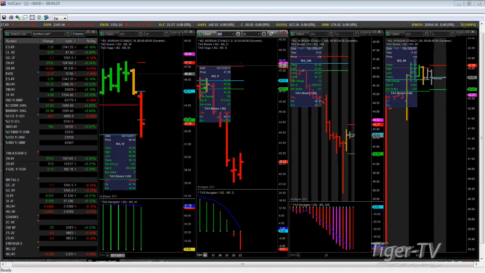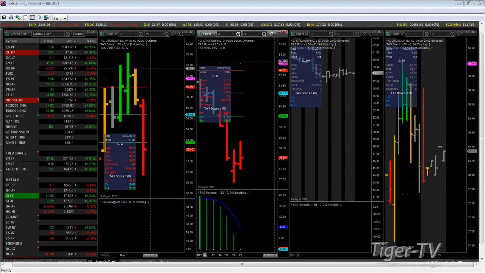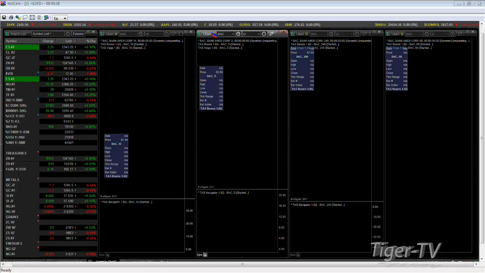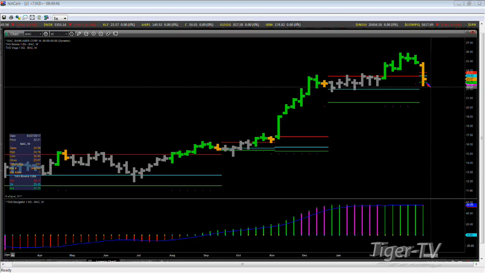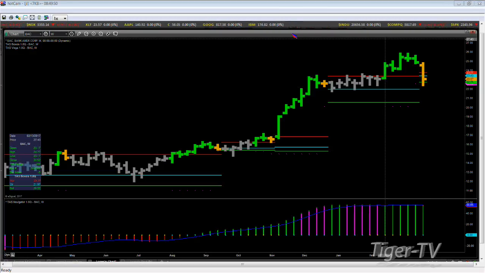Citigroup. Bank of America. So 22.75, kind of rejected that. Could get a bounce back up into 23.77. Not a bad little 5% trade there.